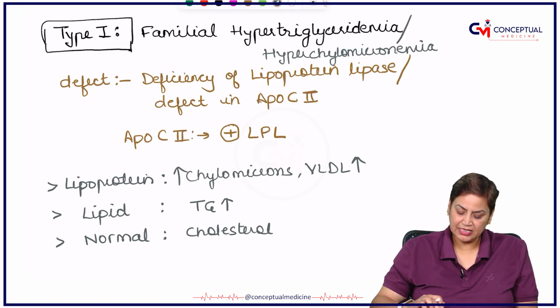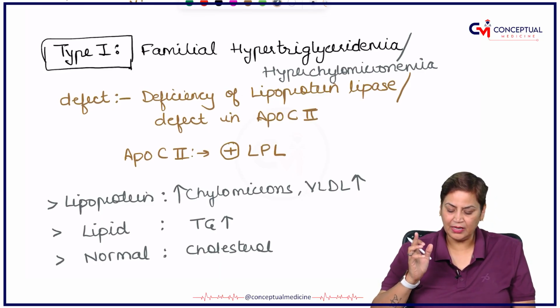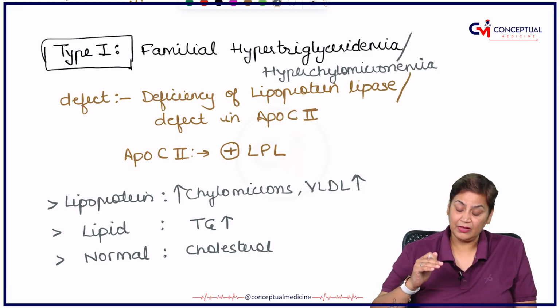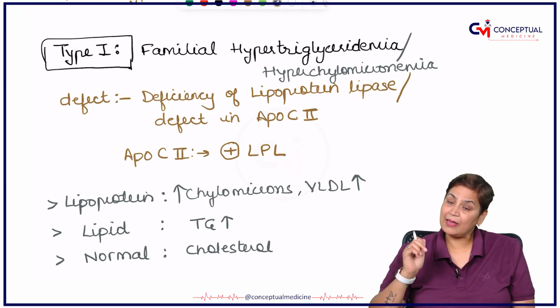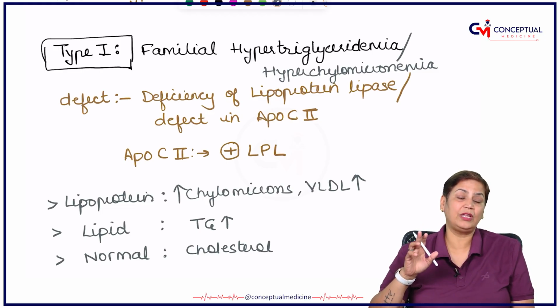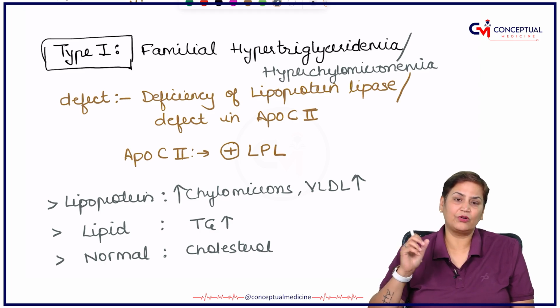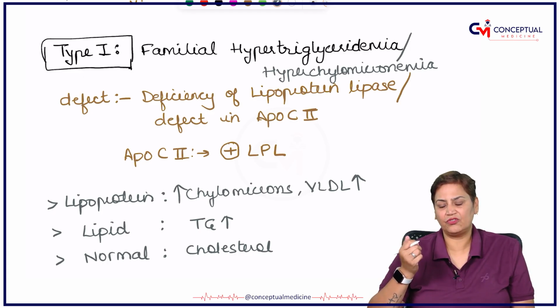Okay. So this is the most important point which you have to remember under type 1, that the lipoprotein lipase or Apo C-II is defective. Since Apo C-II is an activator of lipoprotein lipase, there will be a problem in the circulation of chylomicrons and VLDL, right? So obviously there will be increased concentration.